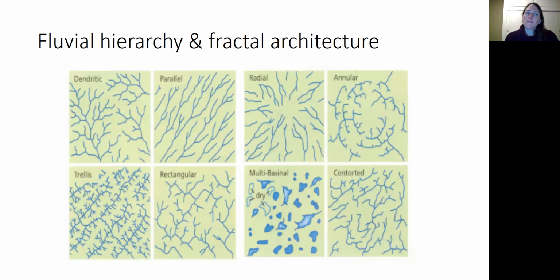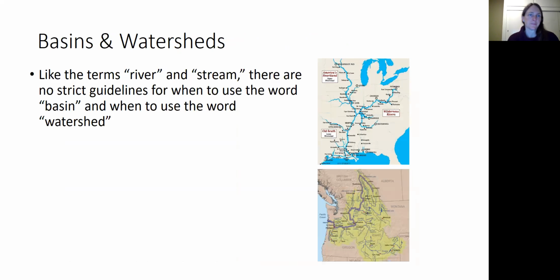So not all fluvial patterns are dendritic. Depending on the geology, you can see radial patterns around mountaintops, annular patterns, trellis patterns where you have kind of cracking of the Earth's surface, contorted patterns, maybe where you have a lot of metamorphic rock. So lots of different types of patterns. A lot of these patterns are fractal patterns, though. They're self-repeating patterns. So there's a lot of what's called fractal architecture in river patterns on Earth.